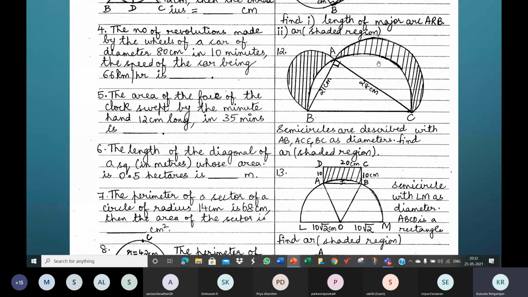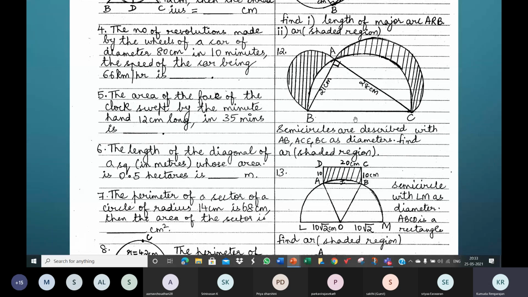Imagine that this entire thing is made up of three pieces. The first piece is the triangle, the second piece is the semicircle with AB as diameter, and the third piece is this other semicircle with AC as diameter. If you bring these three pieces together, you get the entire figure you see here. So when you find the area of the triangle plus the area of this semicircle plus the area of this semicircle, you get the area of the entire thing.